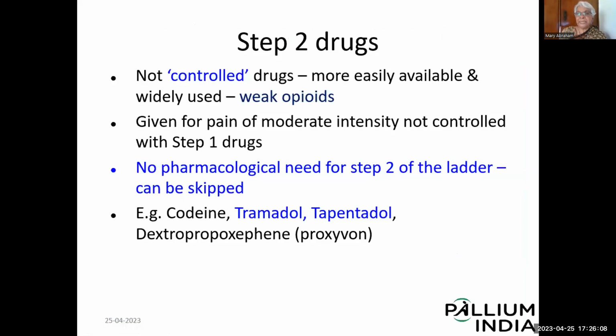Now coming to the step 2 drugs. Step 2 drugs are given for moderate pain, not controlled with step 1. Now they are weak opioids, which means they are not controlled drugs like strong opioids, and they can be available even without the DD12 form. They can be available from the prescription. But sometimes you don't have to give it. You can even skip it. The drugs that I will discuss, which are being used, are tramadol and tapentadol.